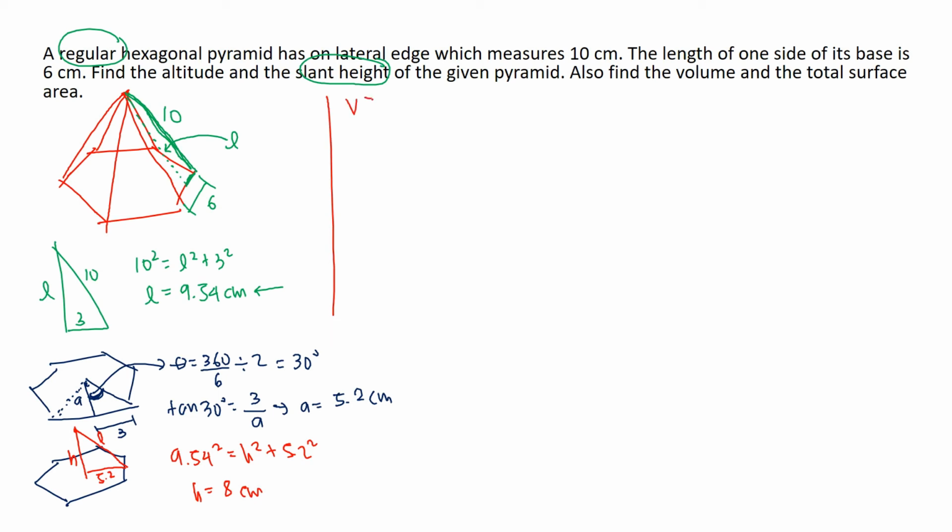Now the volume. Volume is just 1/3 base times height, with height 8. For the area of the base, since it is a regular polygon, we use the formula for the area of a regular polygon: 1/4 n a squared cotangent of 180 over n. Here n is the number of sides, 6, and a is the length of the side, which is 6. So the area of the base is 1/4 times 6 times 6 squared times cotangent of 180 over 6. Let's solve for the base.